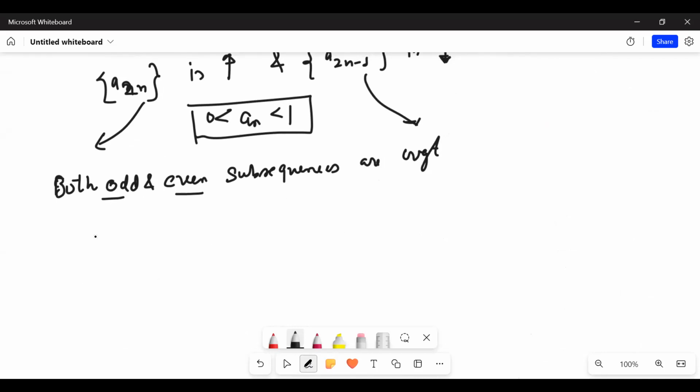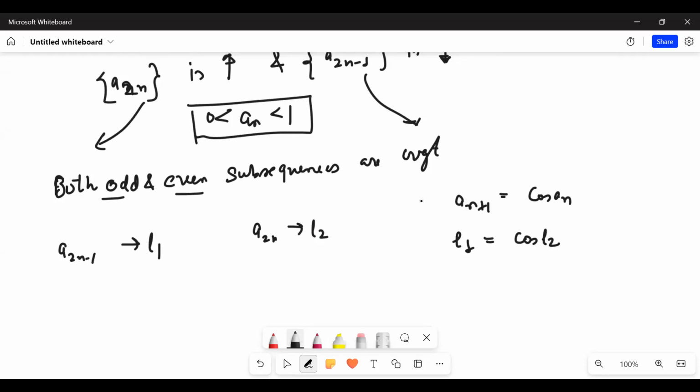And now let us say this odd subsequence a2n minus 1 converges towards L1, and let's say the even subsequence converges towards L2. It implies what? An plus 1 is equal to cos of an, and it implies what? L1 is equal to cos of L2. So if I take n to be, let's say, even, then n plus 1 would be odd. And if I take the limiting case on both sides, L1 is equal to cos of L2, or I can write that L2 is equal to cos of L2.